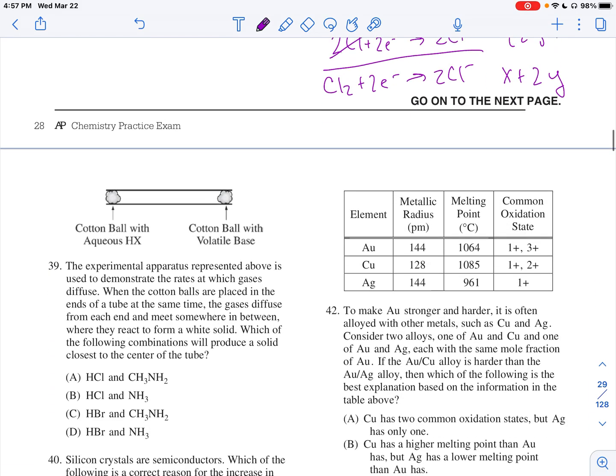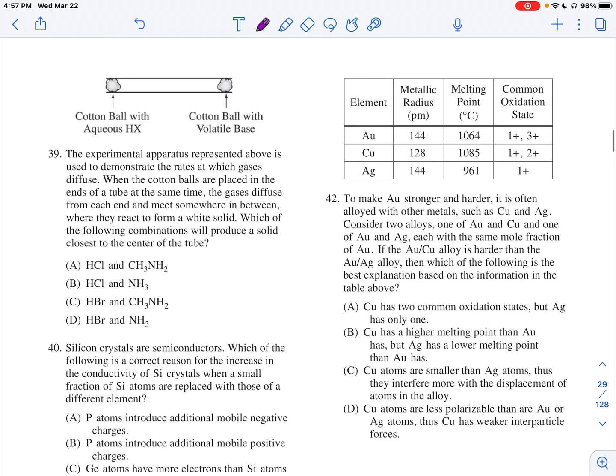All right, next question was 39. 39, I gotta tell you, it's a difficult question. Hold on, I'm gonna try to get Walter to stop screaming.